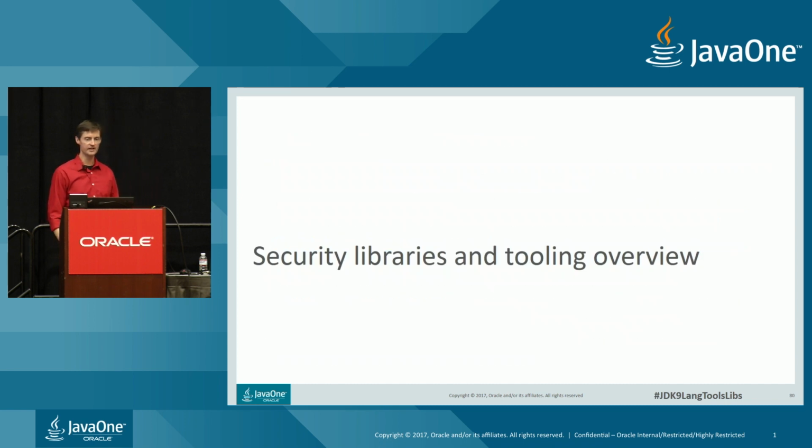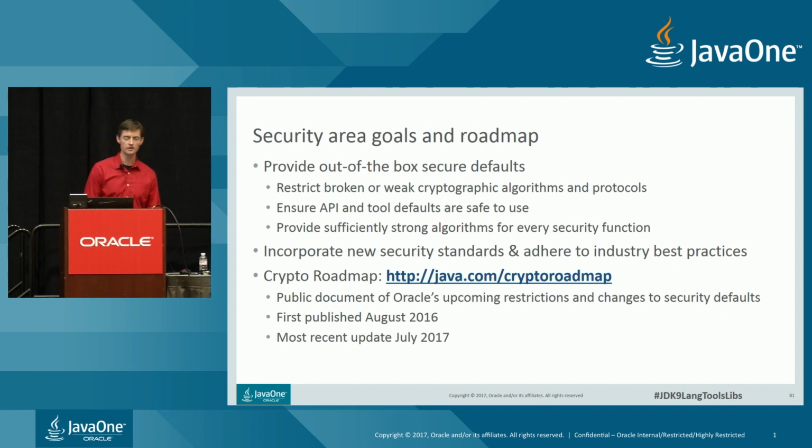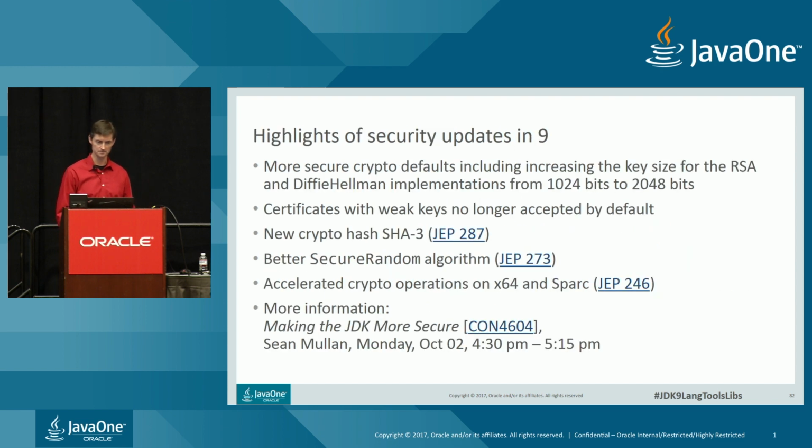There are a number of updates made to the security libraries. The general security policy is we want the JDK to be secure out of the box. That means we want to restrict broken or weak cryptographic algorithms and protocols. Now, as cryptographers become more clever and computers become faster, which algorithms are weak or broken varies. So Oracle's published a crypto roadmap for the JDK where we announce ahead of time when certain algorithms and protocols will be deprecated or removed from the default set because of those reasons. And that is a document that does get updated as the situation changes.